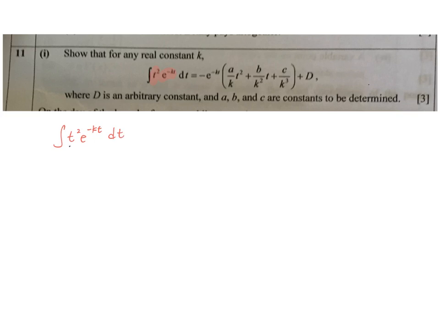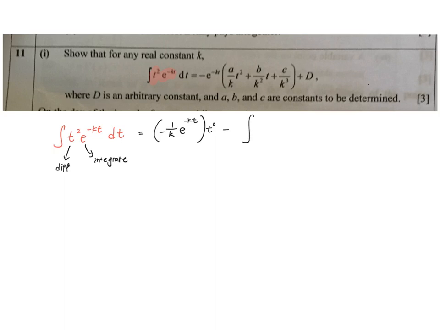So I'm going to choose this to be differentiated, and I'm going to choose this to integrate. I'm not going to go into the nitty-gritty details of integration by parts. I hope you are able to do that. Integrating e to the power of negative kt, I'll get negative 1 over k e to the power negative kt. Then I'll write down t squared, minus the integral.